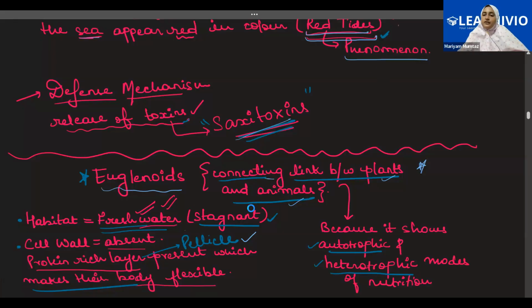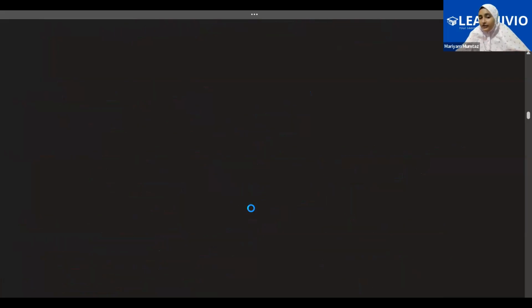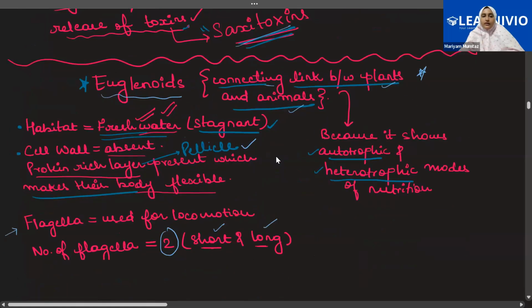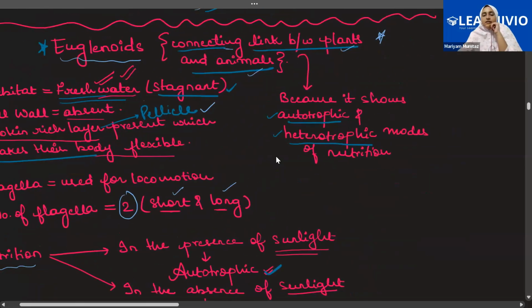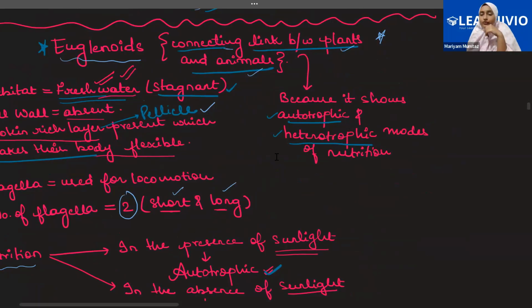Yes. Now coming on to the next kind of dinoflagellates, these are the euglenoids. And remember that the euglenoids show some properties related to animals and some properties related to plants. Because of this very reason, we call them the connecting link between the plants and animals. How? Because they can show autotrophic nutrition as well as heterotrophic nutrition, because of which we call them the connecting link between the plant and the animal.